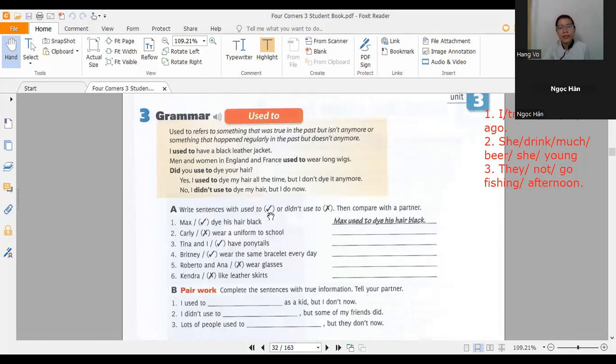Okay, so when you see the tick, it means you have to write a sentence with used to. And when you see a cross, it means you have to write a negative sentence with didn't used to. Okay, so now I would like to give you a few minutes for you to finish this exercise. Okay, after that, you let me know. Okay, Hằng? Yes. All right.